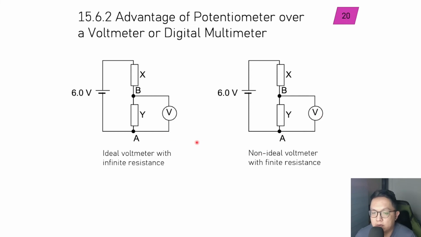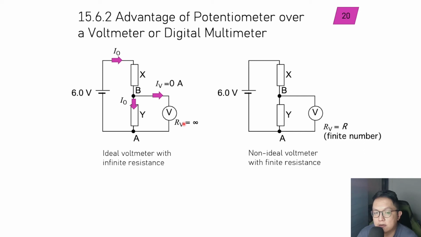Right, so let's see what I can do here. First, in this case, my ideal voltmeter has a resistance of infinity. Then the current coming out from the 6-volt cell will go in this direction, and when it comes to junction B, all of it will flow through resistor Y. None of it will flow through the voltmeter. This is important because I want the entire current to go through my resistor here.